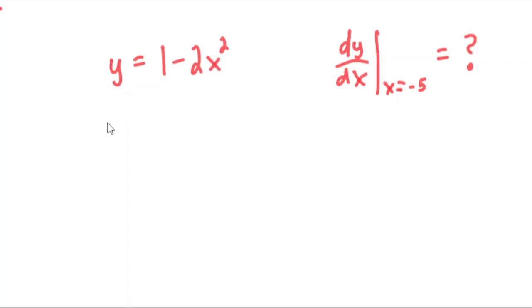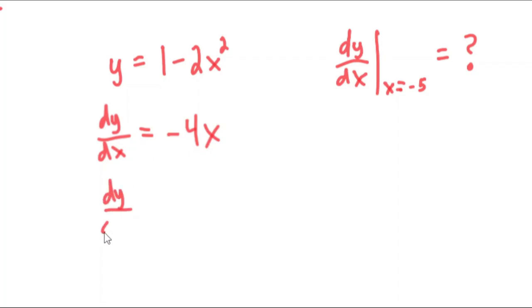So here's our y of x. Now, what is dy dx? Well, the derivative of 1 is 0. The derivative of -2x squared is going to be -4x to the 1, right? We have to lower that power by 1, we get 1. 2 times -2 is -4. So dy dx is -4x.